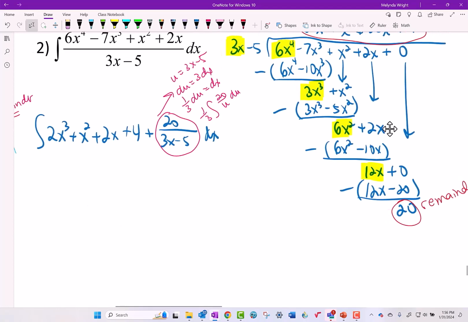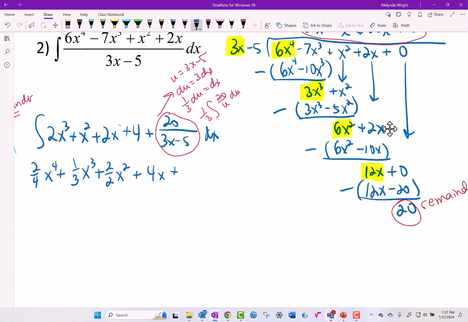So I'm doing antiderivatives, right? I'm adding 1 to 3, so that gives me 4, and I'm dividing by 4. Plus, I'm adding 1 to 2, so that gives me a 3, and I'm dividing by 3. Plus, I'm adding 1 to 1, so that gives me 2, and I'm dividing by 2. Plus, I have a constant. Integrating a constant with respect to x, you just insert an x by it.